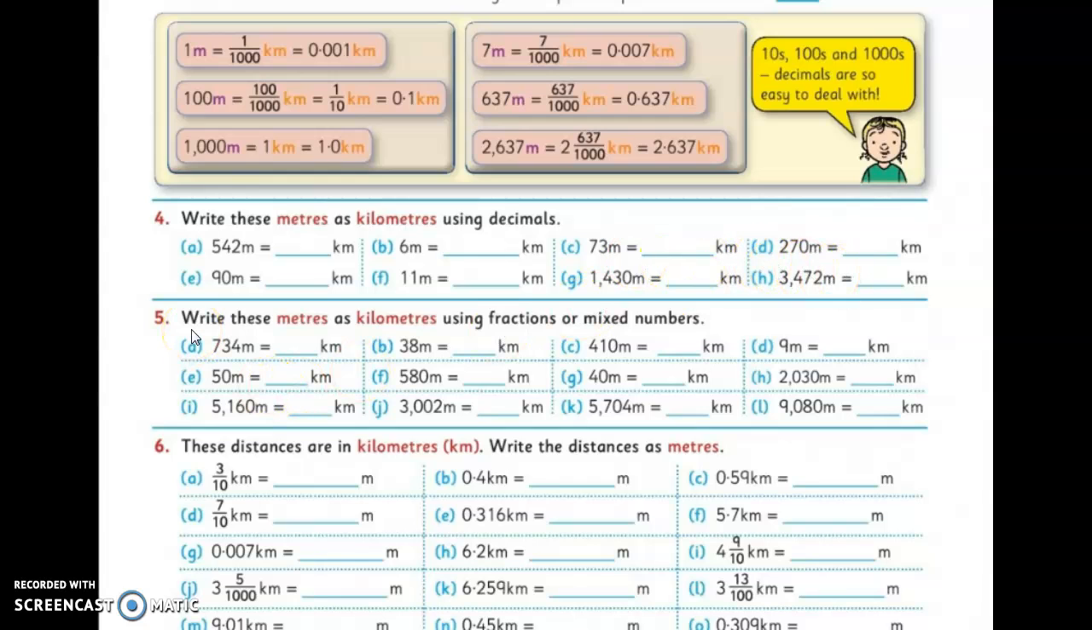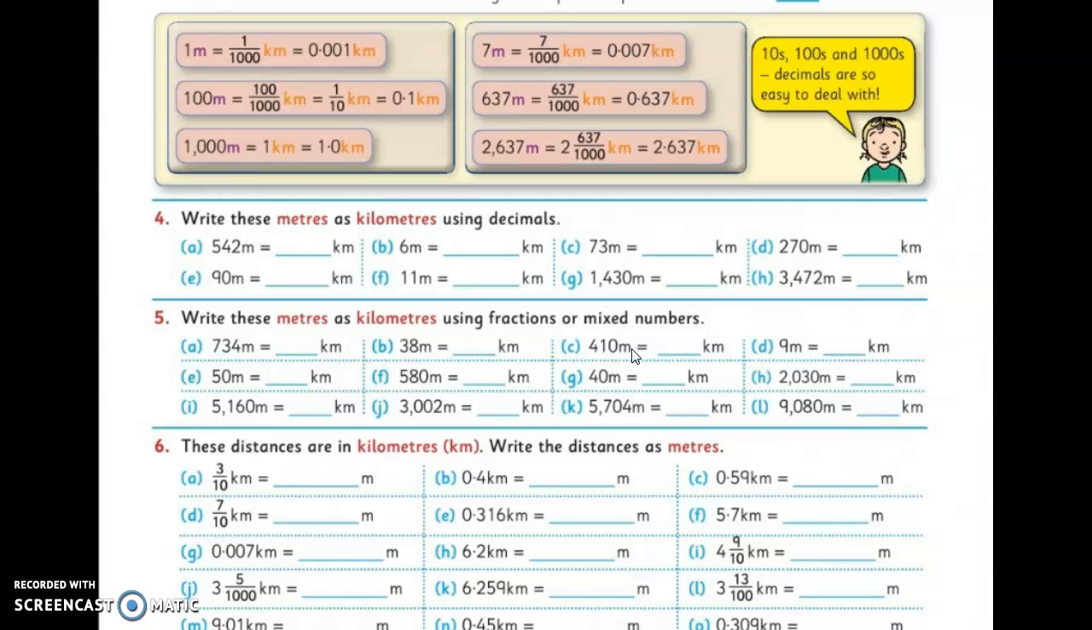Question 5. Write these meters as kilometers using fractions or mixed numbers. Now 734 meters. You don't even have a kilometer there. So you're going to have 0.734. This one, 38 meters. We don't have a kilometer because we need 1,000 meters, remember, to make a kilometer. So that's going to be 0.038.